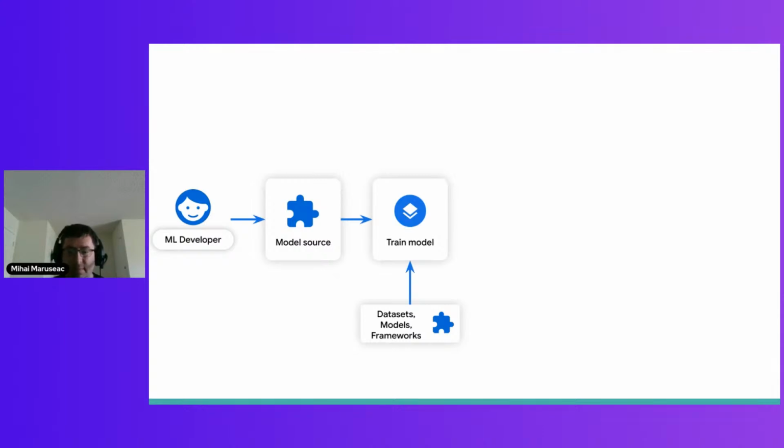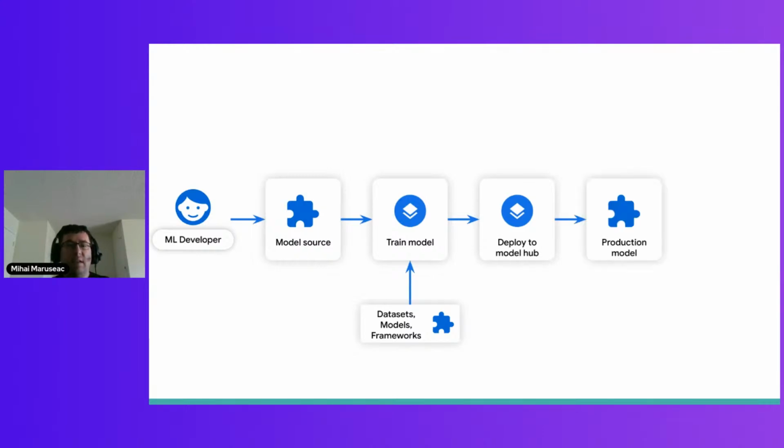Once this model is trained, the model gets deployed to a model hub, Kaggle, Hugging Face, and so on, or maybe internal hubs. And then some other team would download the model from there and deploy it in production, basically ingest it into an ML-powered application. So this is a general idea of what the ML supply chain looks like.